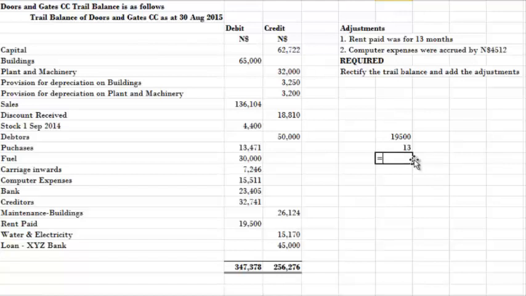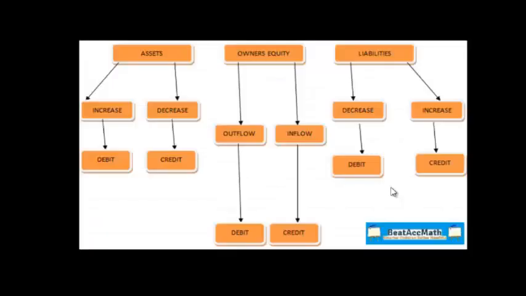So if we divide 19,500 by 13, that means our rent per month that we should have paid was 1,500 per month. And if we paid 1,500 per month for 12 months, then our rent expense for the year must be 18,000. So this 1,500 was overpaid. It was paid for next year, and we call that a prepayment.